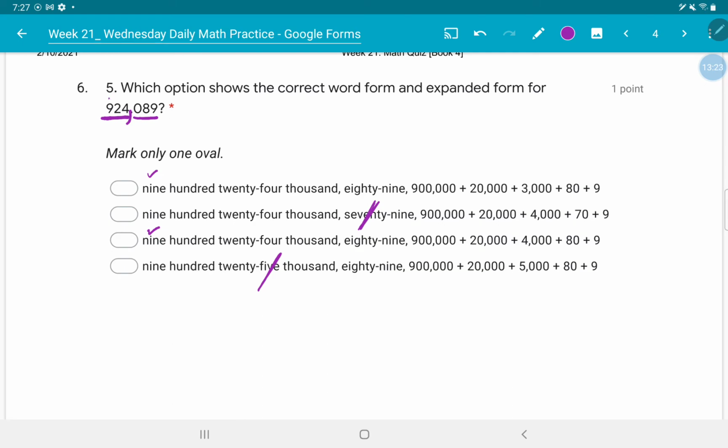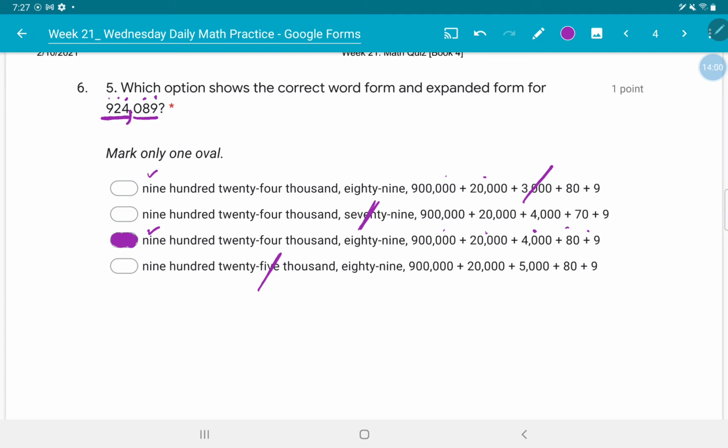So I have 900,000. Both of those are correct so far. Plus 20,000. Both of those options are correct still. Plus 4,000. Our first choice says plus 3,000, so that's not correct. Can go down. Plus 4,000. I don't have any hundreds, so I don't have to write anything for that. Plus 80, plus 9. The third option is our correct answer.